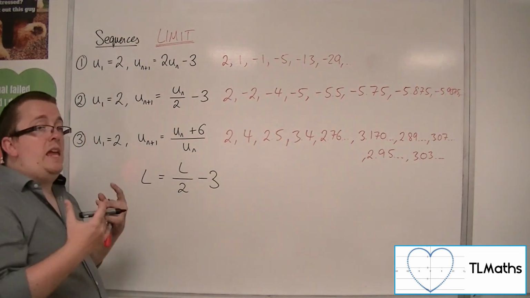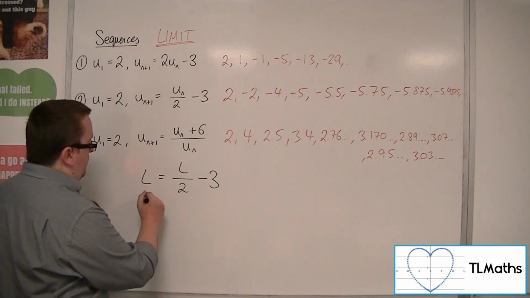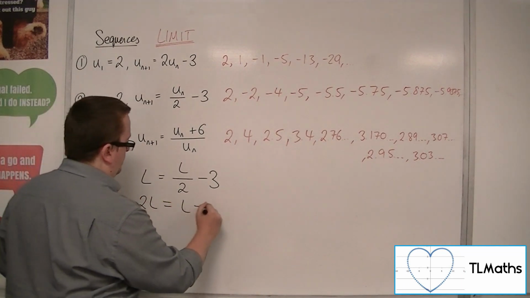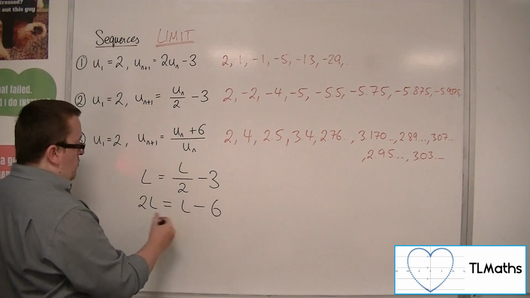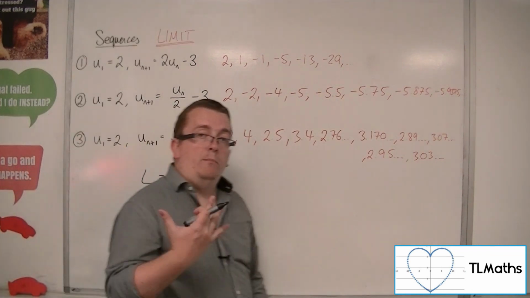And what it does is it gives us an equation to solve. Because then I can multiply everything through by 2. Subtract L from both sides, and I've got L is minus 6.